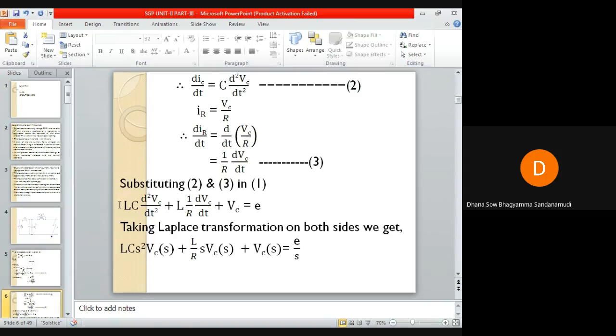Now you can take the Laplace transformation for this equation. If you take the Laplace transform, you will get LC s square Vc(s) plus L by R s into Vc(s) plus Vc(s) equals E by s. For d square by dt square of Vc, you get s square into Vc(s); for d by dt of Vc, you get s into Vc(s); for Vc, just Vc(s). Here E is a constant, that's all. If you complete, inform me.